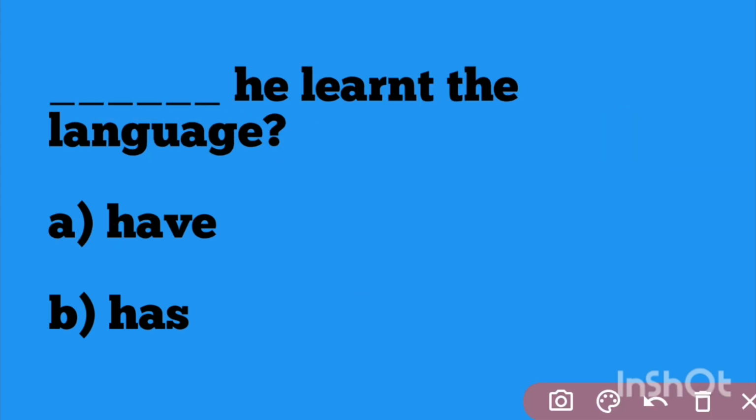Blank space, he learned the language. So my dear friends, it's an interrogative sentence. So obviously at the beginning we have to use have or has. That means it is the auxiliary verb, because you can see learned is the main verb here and it is the third form. So the problem is we have to decide whether we should use have or has.